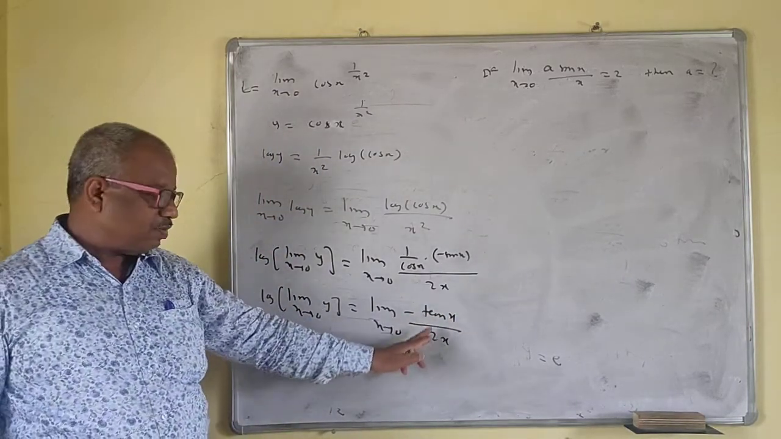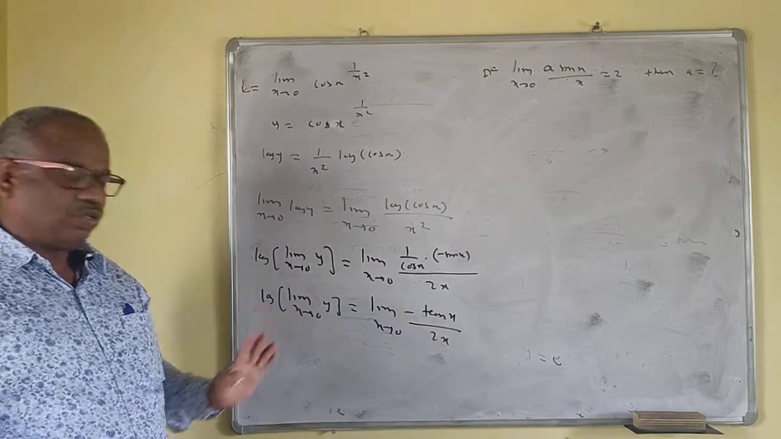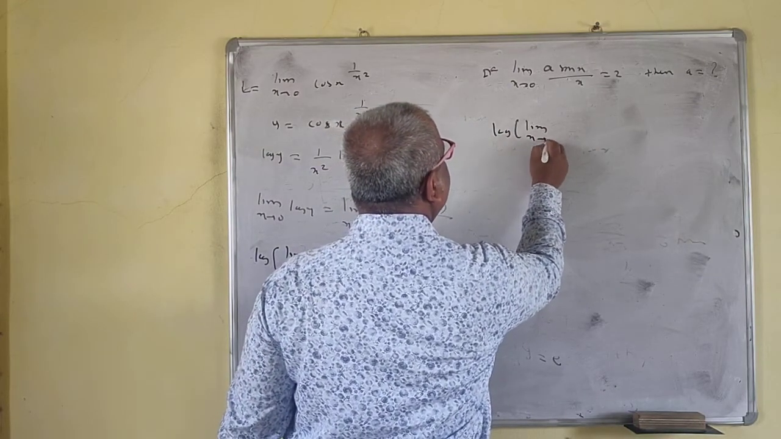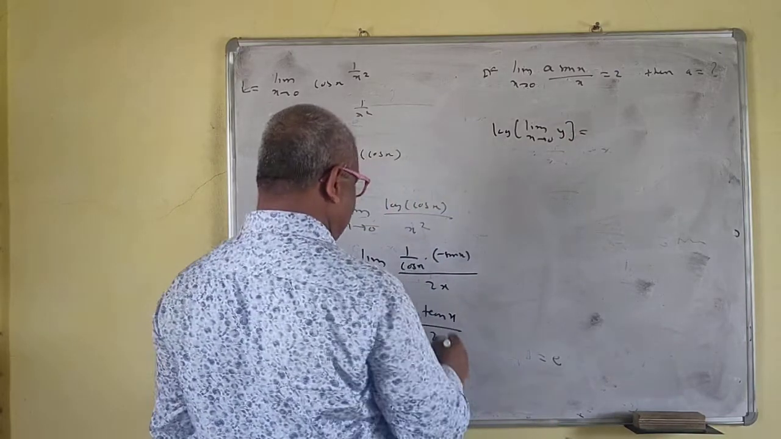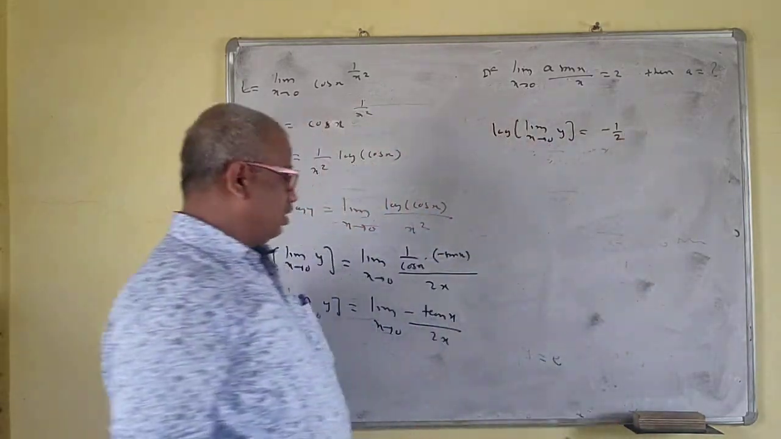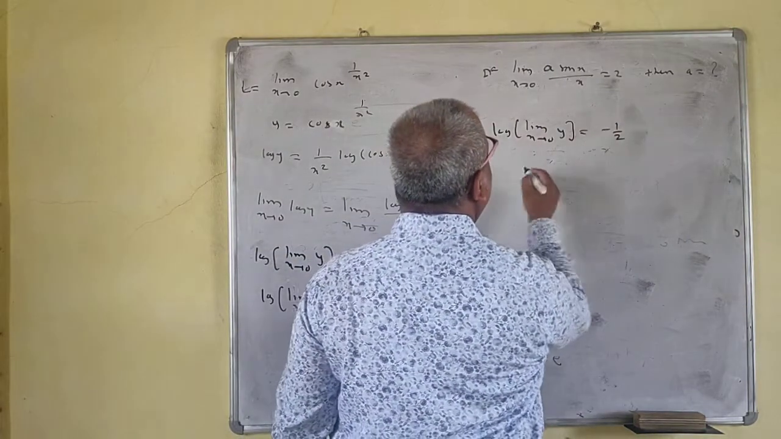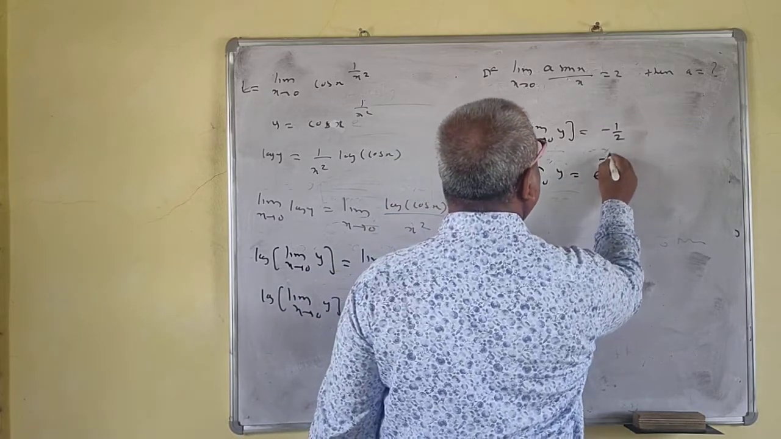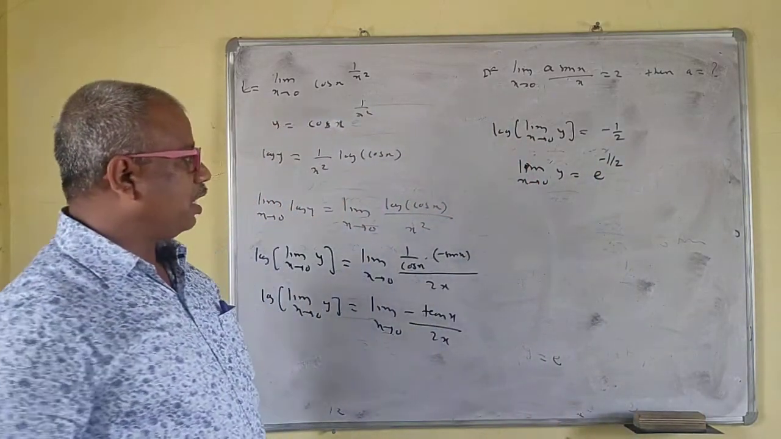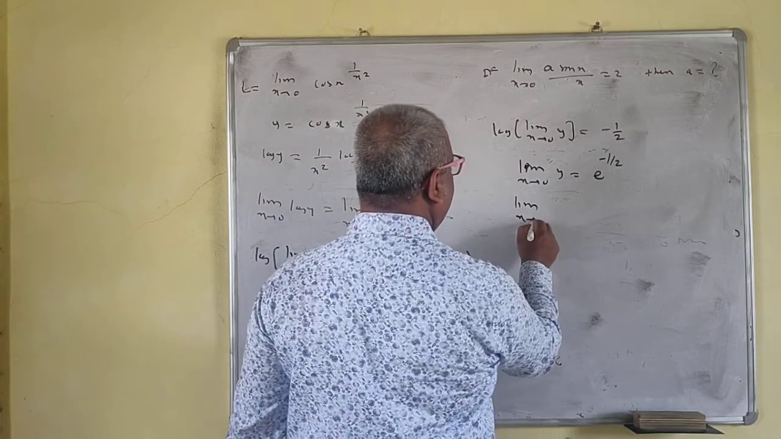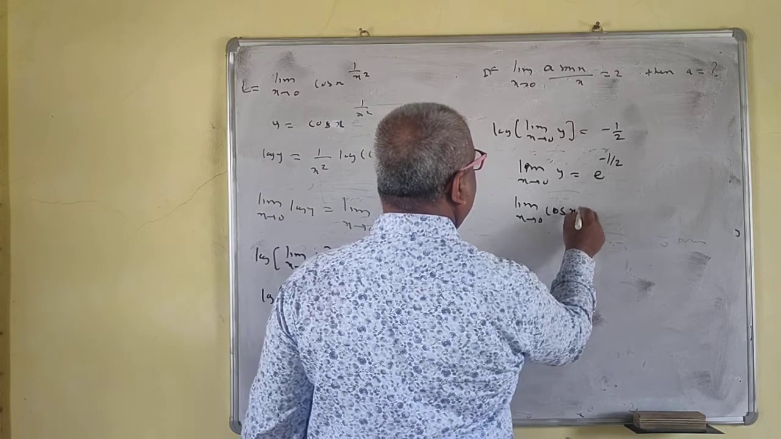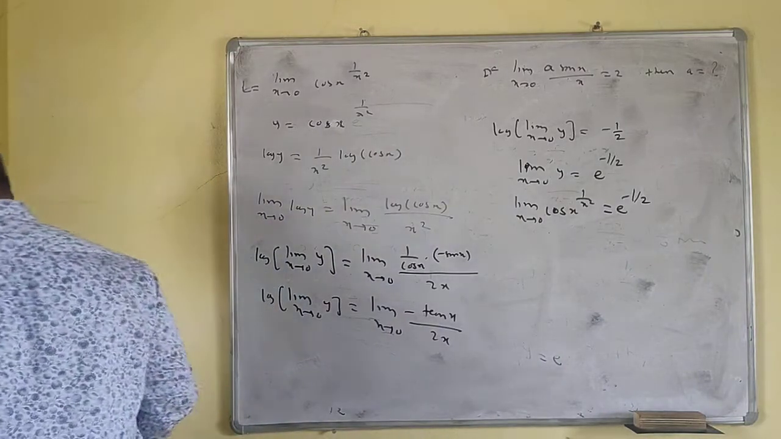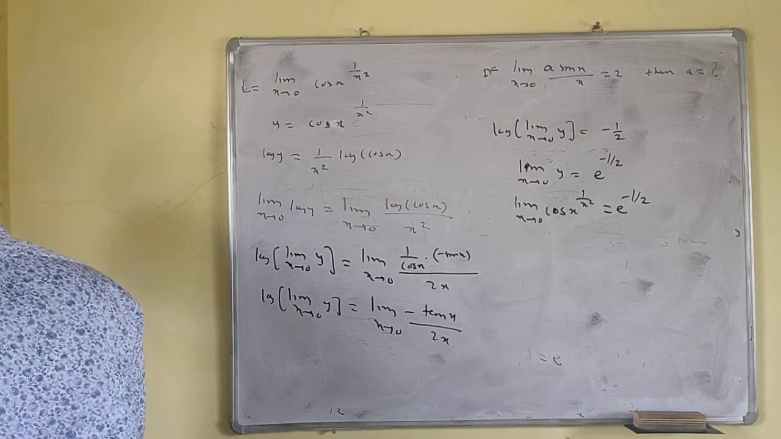Okay, you can directly write the value of this, because you know that the limit x tends to 0 of tan x upon x is 1. So no need to differentiate this. So directly you can write: log of limit x tends to 0 of y is equal to minus half. Okay, so then you have to shift log to this side. That means limit x tends to 0 of y is equal to e raised to minus half. That is, limit x tends to 0 of cos x to the power 1 upon x square is equal to e raised to minus half. So this is your answer.